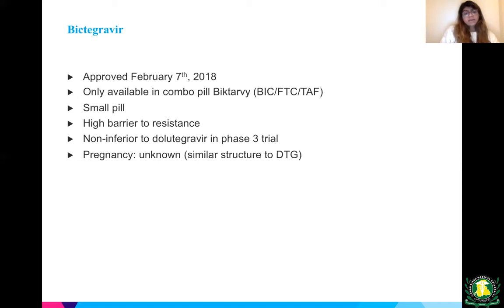It's a high barrier to resistance. And again, it has a similar structure to dolutegravir. So that issue of neural tube defects when used in pregnancy is still a question out there, but again, the data is not completely solid on that. But these are the ones I want you to remember: bictegravir and dolutegravir. Biktarvy I really often prescribe in the clinic. It's pretty well tolerated.